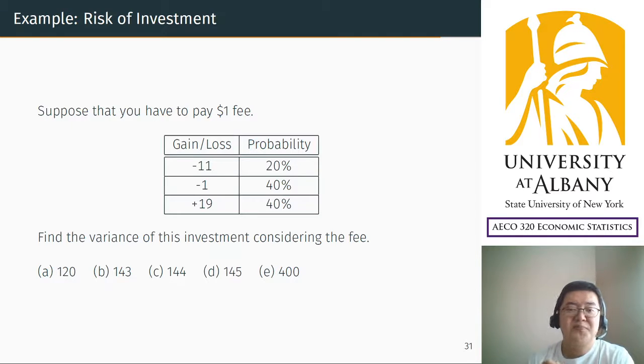Now, what the scenario is, suppose that to do this investment, you have to pay $1 as a fee. So like tax or a commission or a registration fee, whatever, or admission to a gamble site. Anyhow, you have to pay $1 upfront. So when you lose $10, actually you are losing $11. When you gain $20, actually you gain only $19. So probabilities are the same. I just took $1 off from the previous gain and loss. In this case, what is the variance? And there is no difference between sample and population. So I just said the variance.